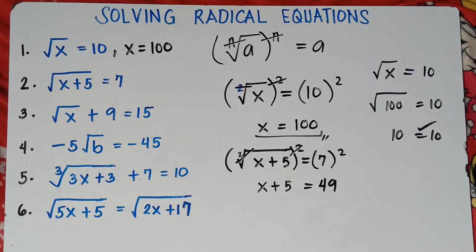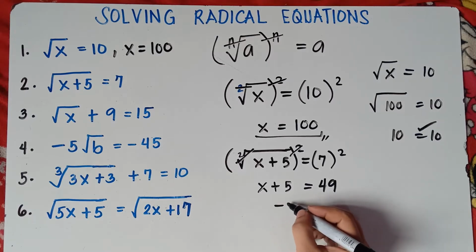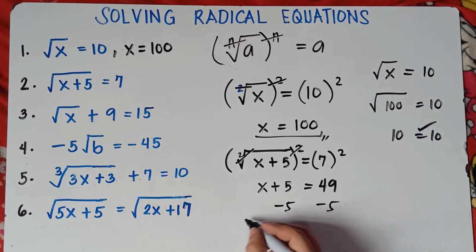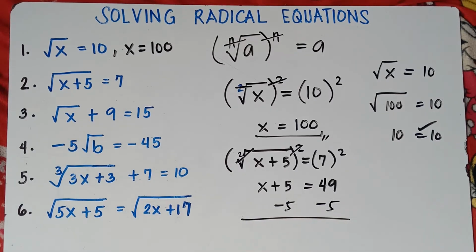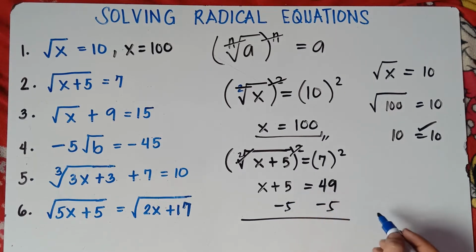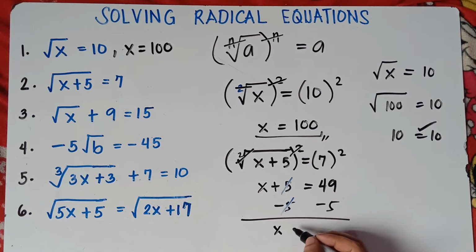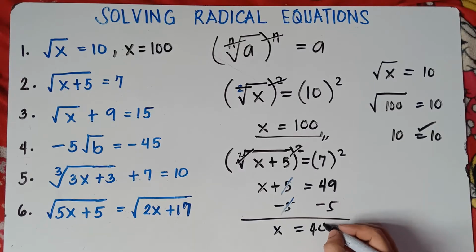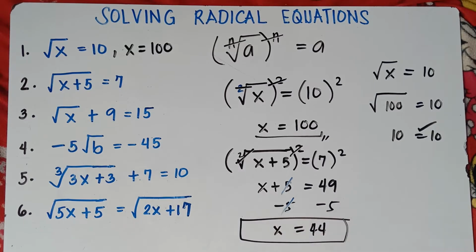Alright, and then to get the value of x, you have two solutions. You can apply the properties of equality. Subtract 5 from both sides, using the subtraction property of equality, so that you can cancel this out, and x will be 49 minus 5. That would be 44. So x is equal to 44.